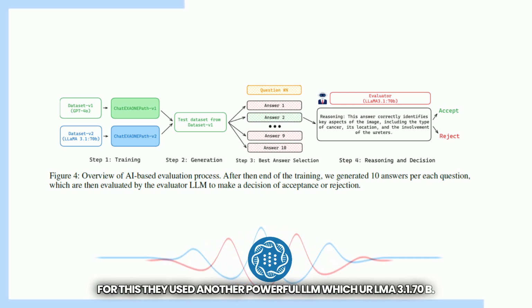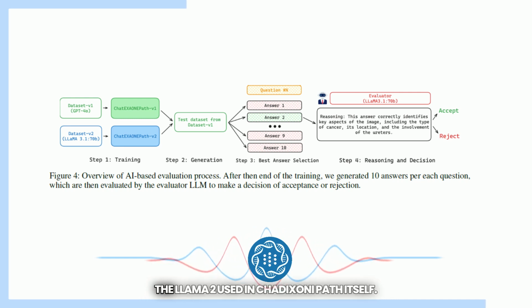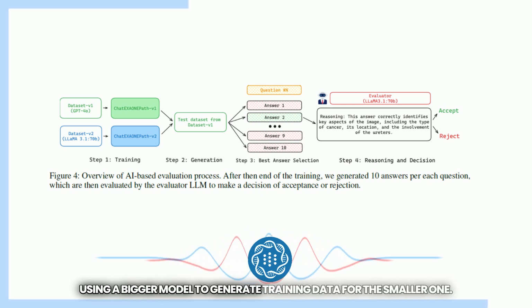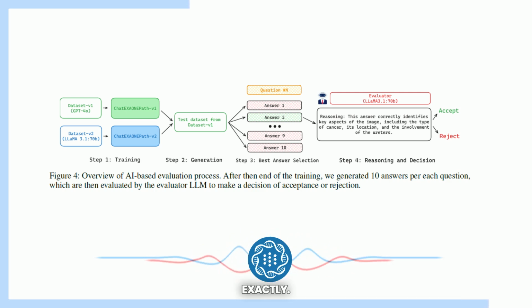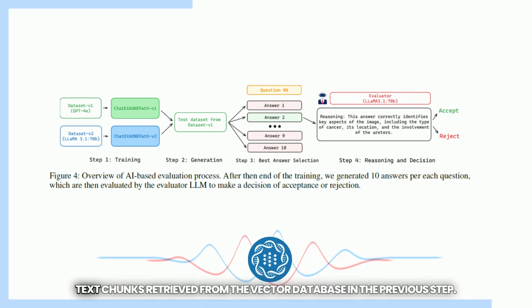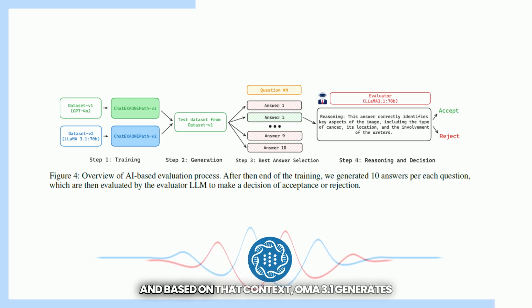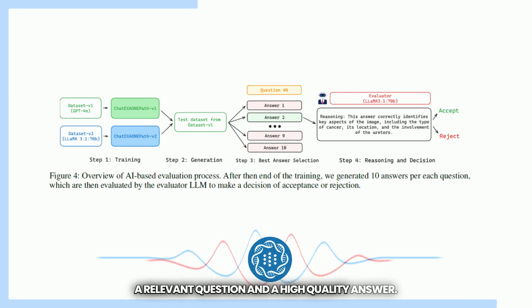Llama 3.1 70B Instruct, a bigger, more recent model than the Llama 2 used in ChatEXAONEPath itself. Using a bigger model to generate training data for the smaller one. Exactly. They gave this Llama 3.1 model a specific prompt, along with those relevant text chunks retrieved from the vector database in the previous step. Ah, giving it the context from the report. Right. And based on that context, Llama 3.1 generates a relevant question and a high-quality answer.